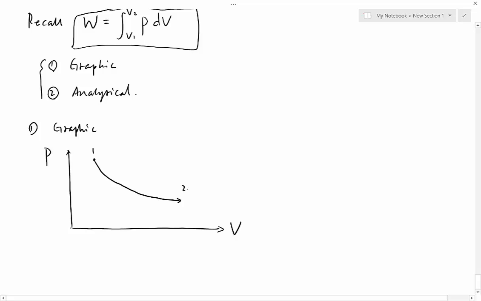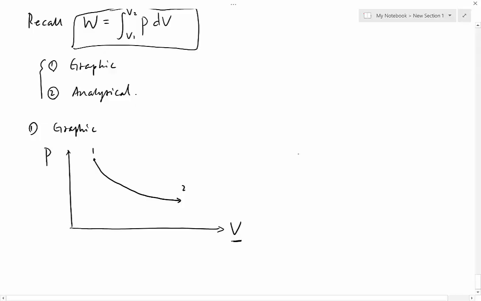Can you tell me what kind of process this is? Is this an expansion process or compression process? 1 to 2, what is the direction of 1 to 2? 1 to 2 is going to the right. So that means my volume is becoming bigger. That means my 1 to 2 must be an expansion process. We're going to use the expansion process as one example.